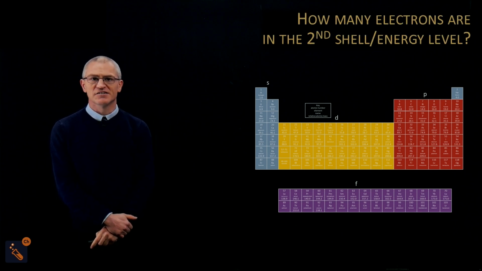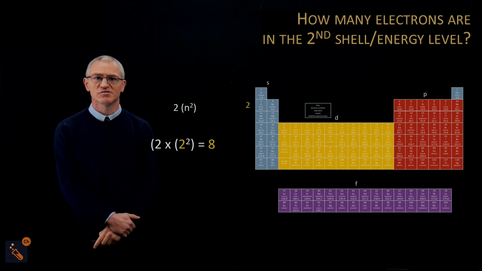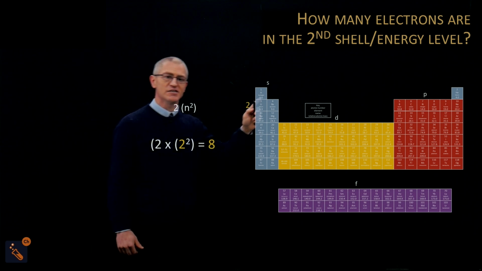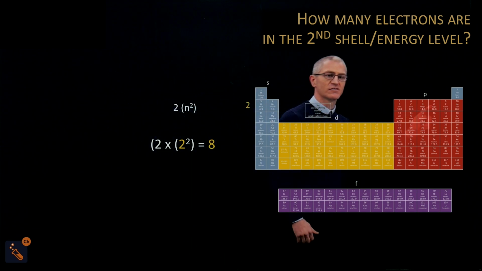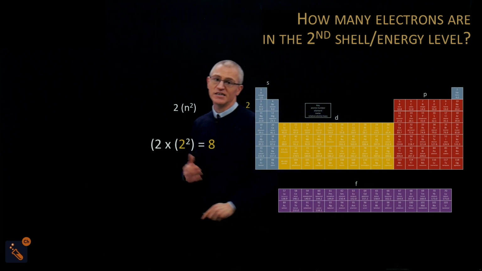We then look in the second shell, 2n squared. Remember, it's the second shell, second period. So 2 times 2 squared is 8. And again, there are 8 boxes, the 2 plus the 6, 8 boxes, so 8 electrons, so that makes sense.